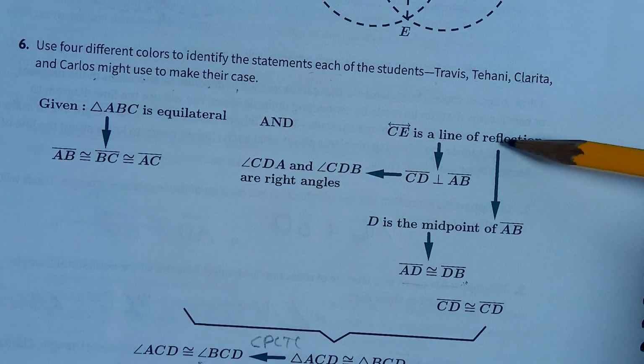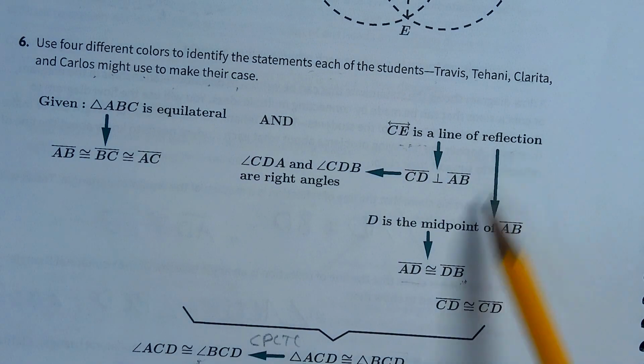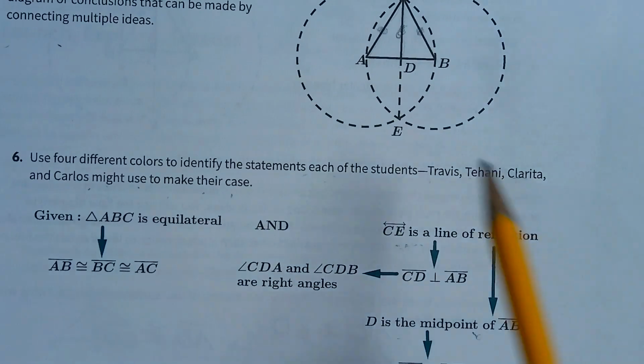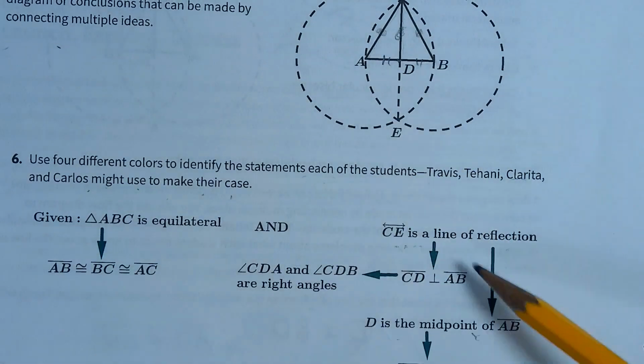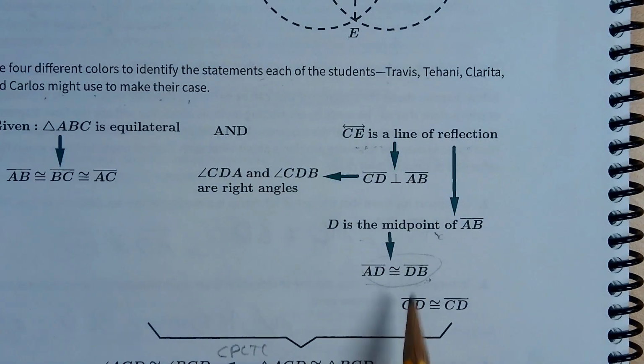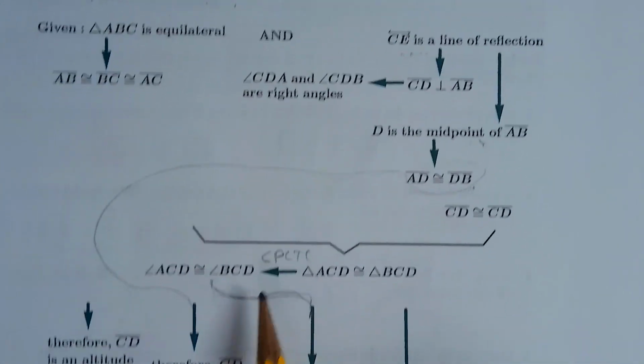If you're trying to prove that it's a perpendicular bisector, CE is a line of reflection. That gives us that D is the midpoint automatically. So it gives us this right away. So basically, D is a midpoint. So then you can go from here straight to here. So you can go around this whole thing.